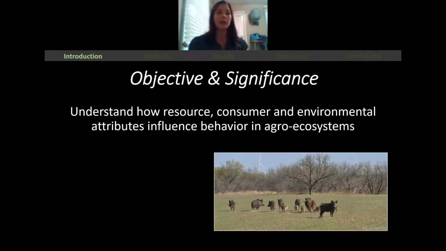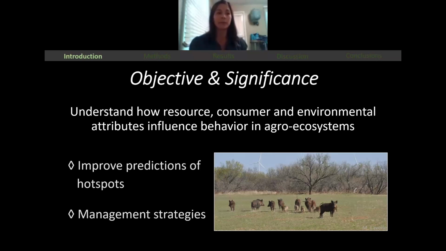The objective of our study was to use movement data to better understand preferences for agricultural and natural forage in the context of the consumer and environmental attributes. Understanding context dependencies such as resource availability, wild pig attributes, and environmental factors can better inform the pigs' movement behavior and selection in these crops, which can also lead to improvement in predictions of hotspots for damage, as well as inform strategies to mitigate damage across these locations with crops at different times and different seasons.